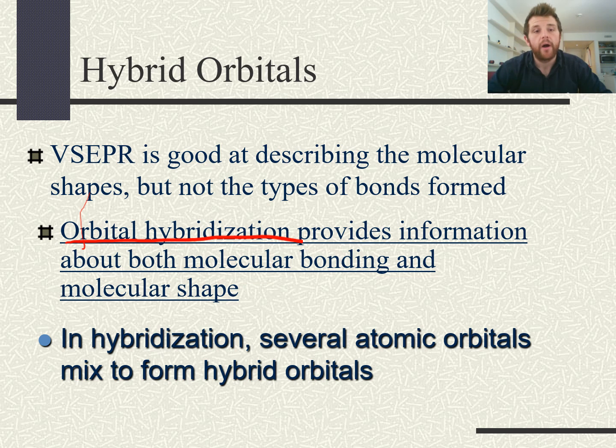Okay, hybrids. VSEPR is good at describing shapes, but not the types of bonds. So what we've ended up deciding, what we've theorized as people, is that orbital hybridization lets us know the idea of both the molecular shape and the bond itself. Basically what this means is these orbitals mix and form new hybrids. So instead of just sigma bond and pi bond, you see an sp bond, where the sigma and the pi have mixed to make a new type of bonding, and then that overlaps with some other one.